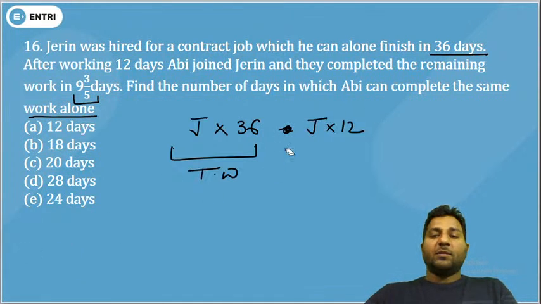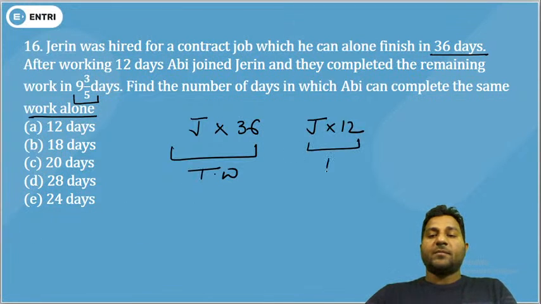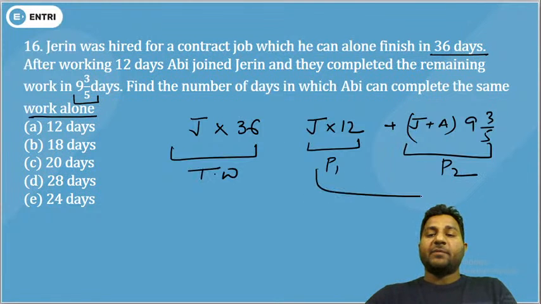First, we need to split them. Now total work started in part 1. Part 1 has been completed. Then Abhi joined Jerin, that means Jerin and Abhi have joined, and they completed the remaining work in 9 whole 3 by 5 days. So part 2 has also been completed. That means this is the total work, and both the total works are equal.